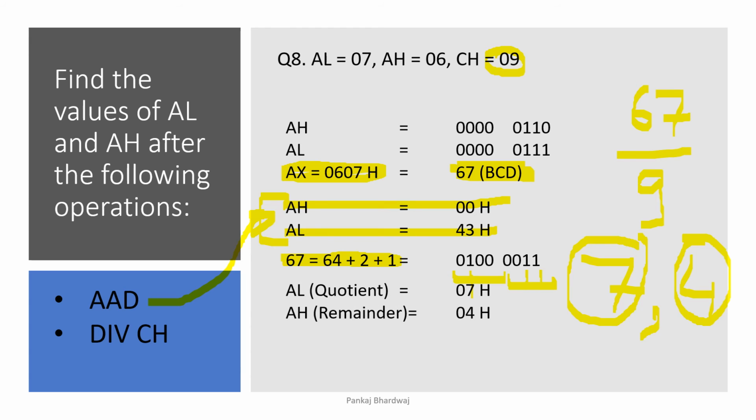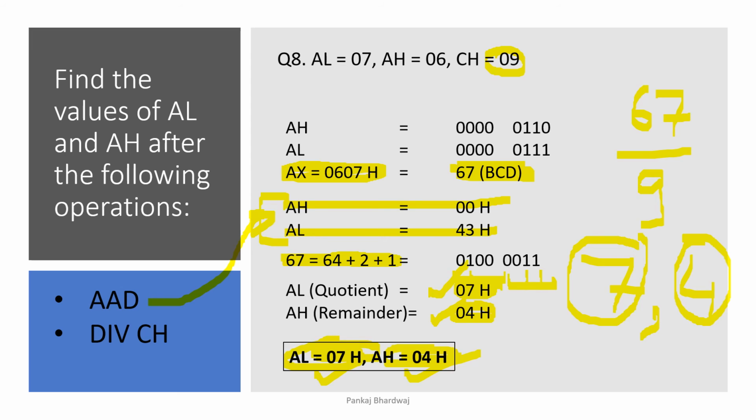And when we divide 67 by 9, what we get is the quotient and the remainder. The quotient is 7 and the remainder is 4, which will be stored in AL and AH respectively. So AL stores the quotient, AH stores the remainder, and the answer is AL equals 07, AH equals 04. This AL is the quotient, this AH is the remainder.